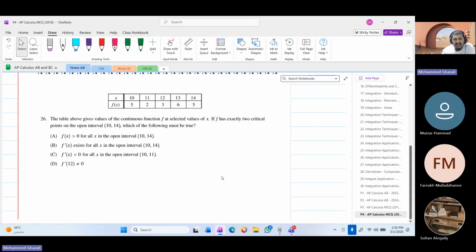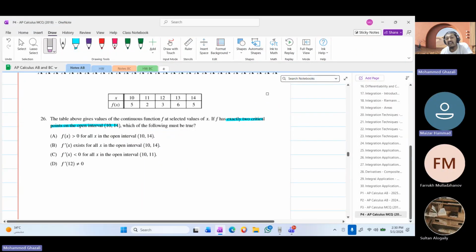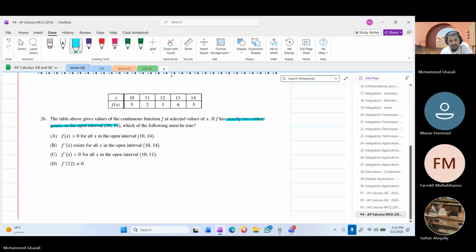If f has exactly 2 critical points on the open interval 10 to 14, what does that mean? Critical points means it has turning points, relative minimum or maximum. So it means f prime of x equals 0. Critical points means relative minimum and maximum. Yes, f prime of x equals 0. Good. Now we need to check which of these options are correct.